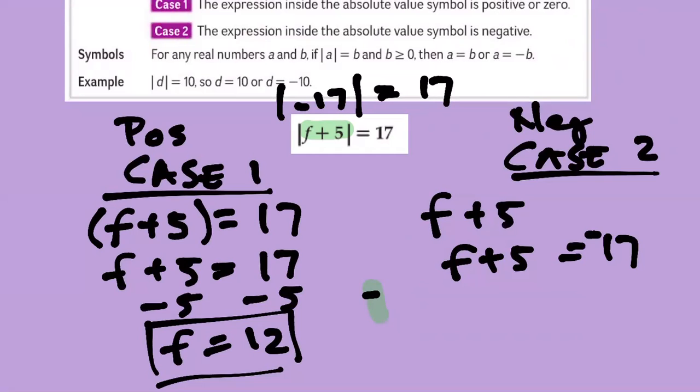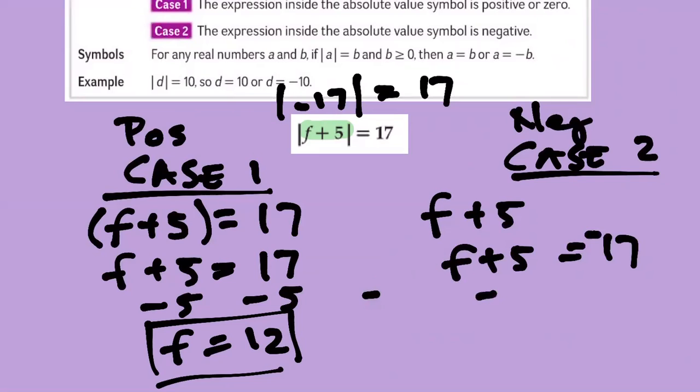And you can do that, right? If you have x equals negative 16, you could also say negative x equals 16. So you can move that negative sign back and forth. So I think it's easier if you put the negative sign on the right side where it's only applying to one term, right? So you have f plus 5 equals negative 17. This is your negative case. Okay, and then you just solve it.